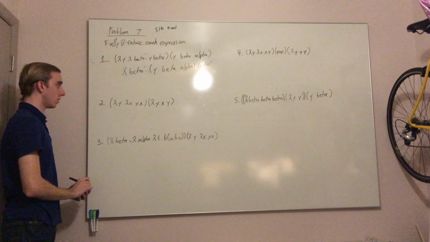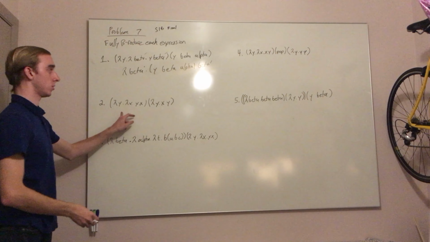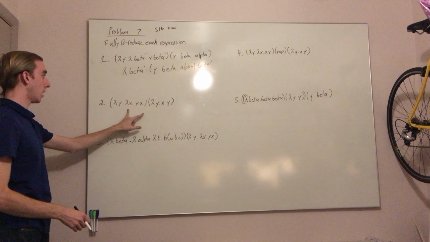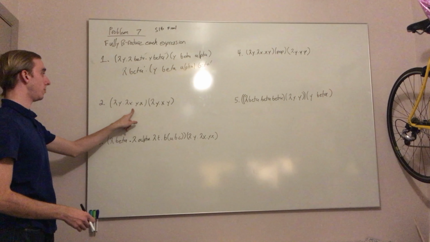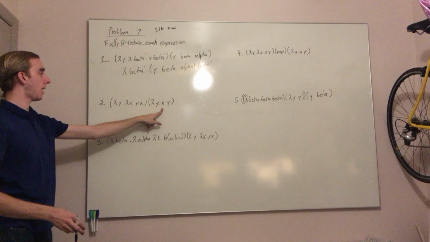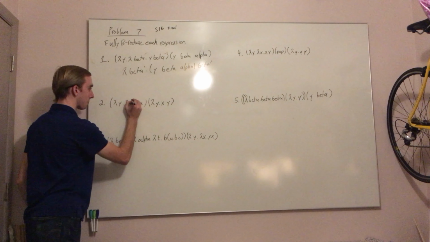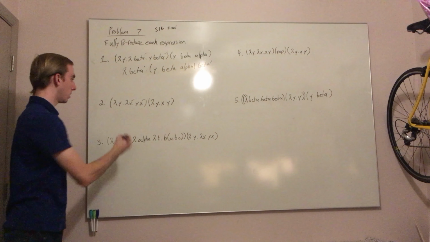Moving on to 2. It's a similar case to 1 where you have an abstraction on the left and something on the right, so you can do a substitution. However, there is a conflict between the variable here and the bound variable x here, so we rename this x to x prime and do a substitution.